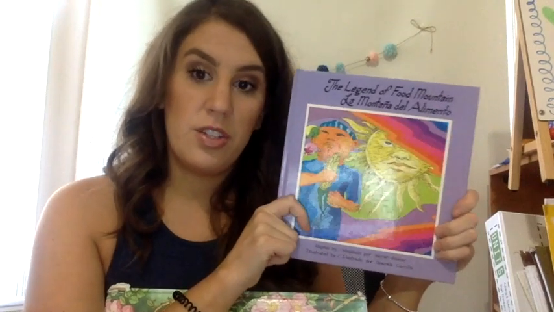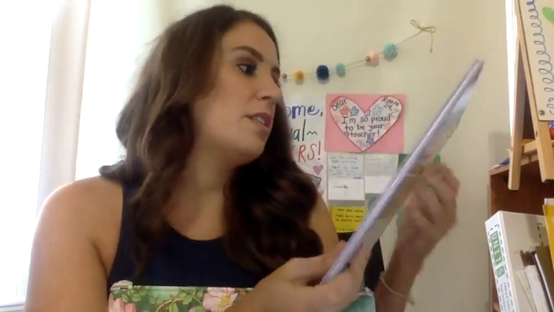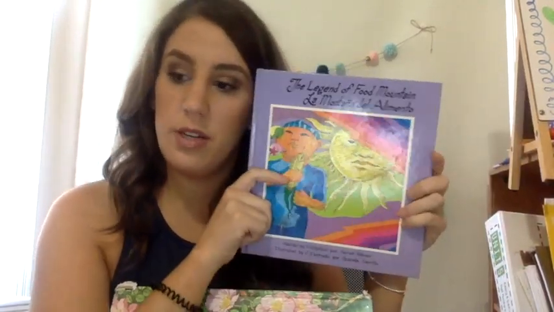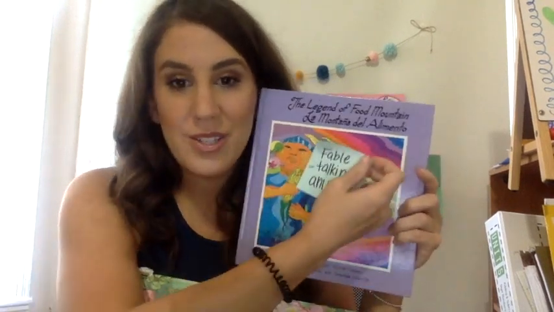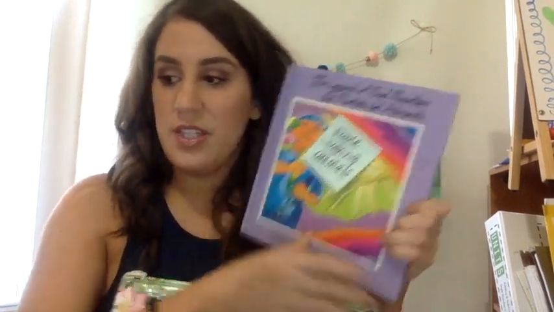Okay, I also have another book here. This is called The Legend of Food Mountain, and it's by the same author who wrote the book that I used yesterday, The Adventures of Connie and Diego. So this book also teaches lessons, and it has talking animals. What category might this go under? This, too, is a fable. So I'm going to put that with Aesop's Fables.